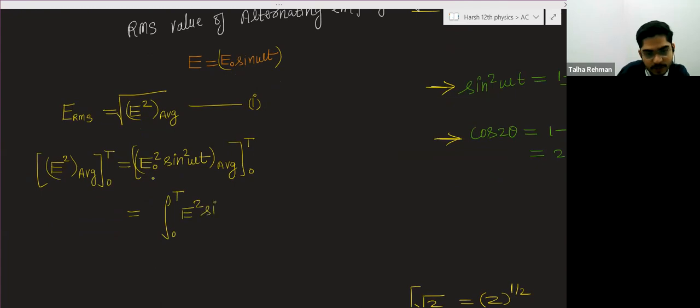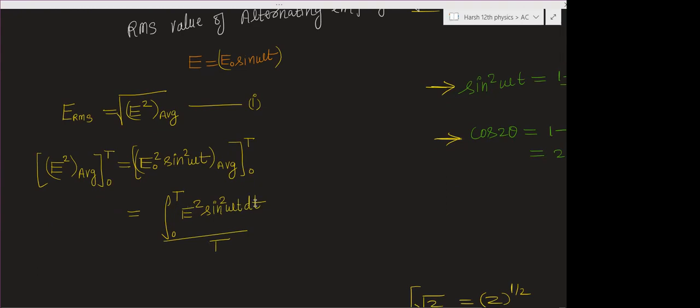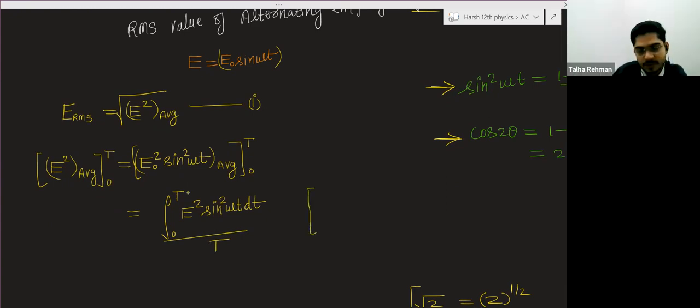In the last class I told you, sin square omega t into dt, and in the denominator we will have T. This is a way to calculate the average value of any function. If you want to find the average value, suppose E average, for a full cycle, then you will write the integral of E into dt divided by T.